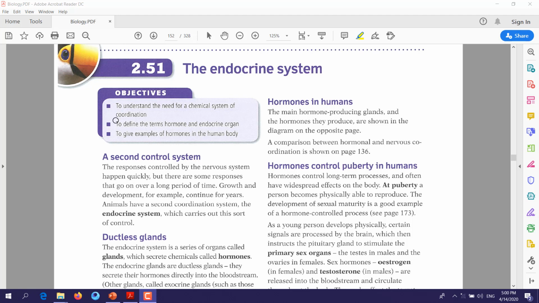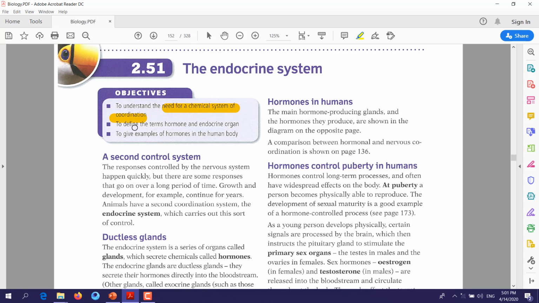Our objectives for this lesson are: firstly, to understand the need of a chemical system of coordination. We should be able to explain how the chemical system is important in the process of coordinating the body activities.